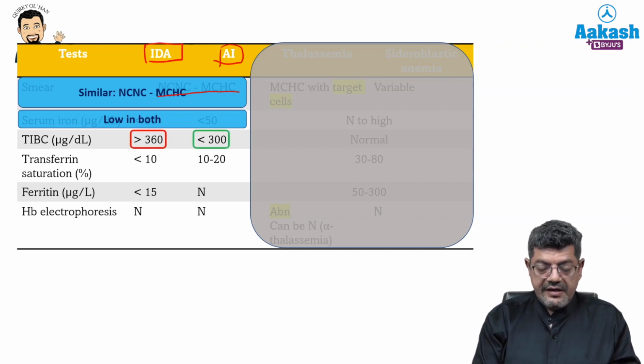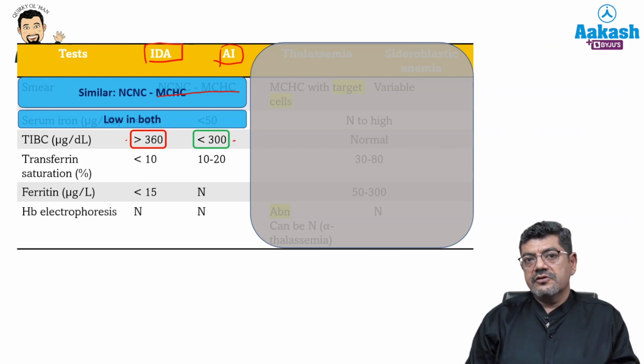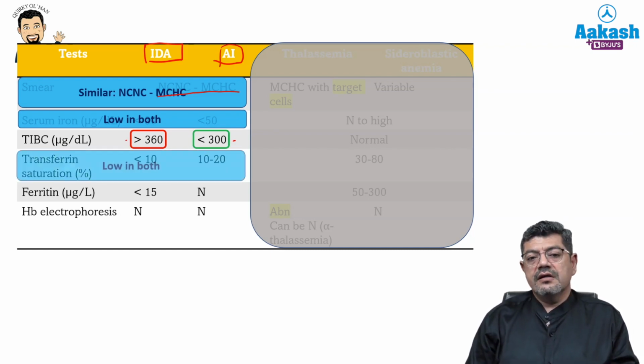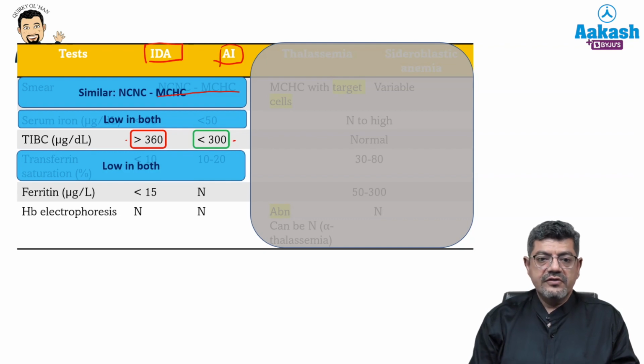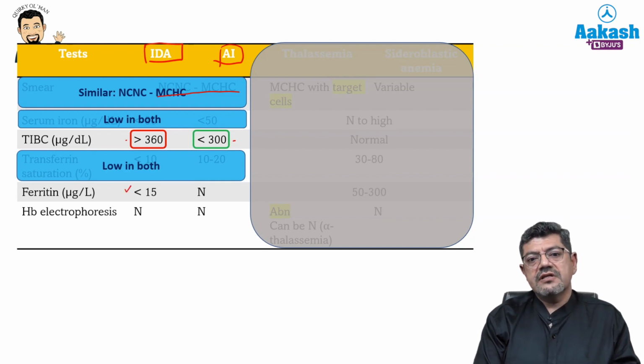The total iron binding capacity is higher in patients with iron deficiency anemia and is low in patients with anemia of inflammation. So that is definitely one distinguishing feature between these two entities. Transferrin saturation again is low in both entities, right? So again, that's also not a distinguishing feature. Ferritin is. Body iron stores are low in iron deficiency anemia. They are normal in anemia of inflammation.